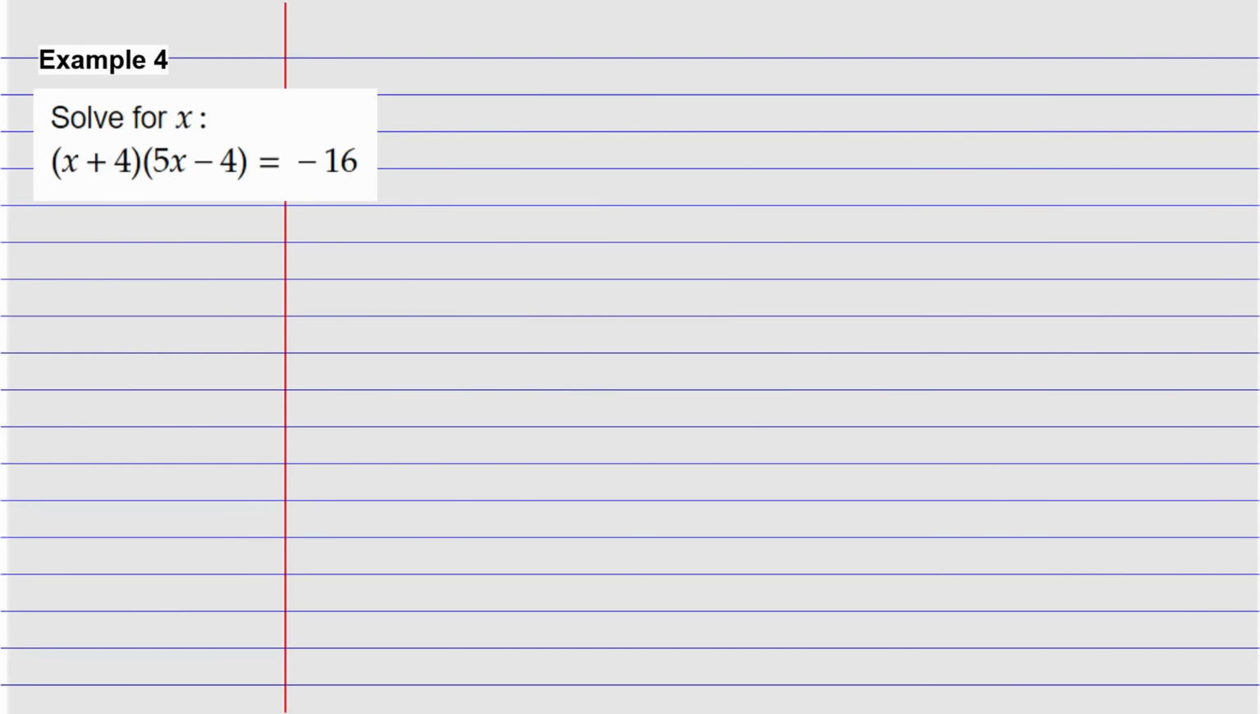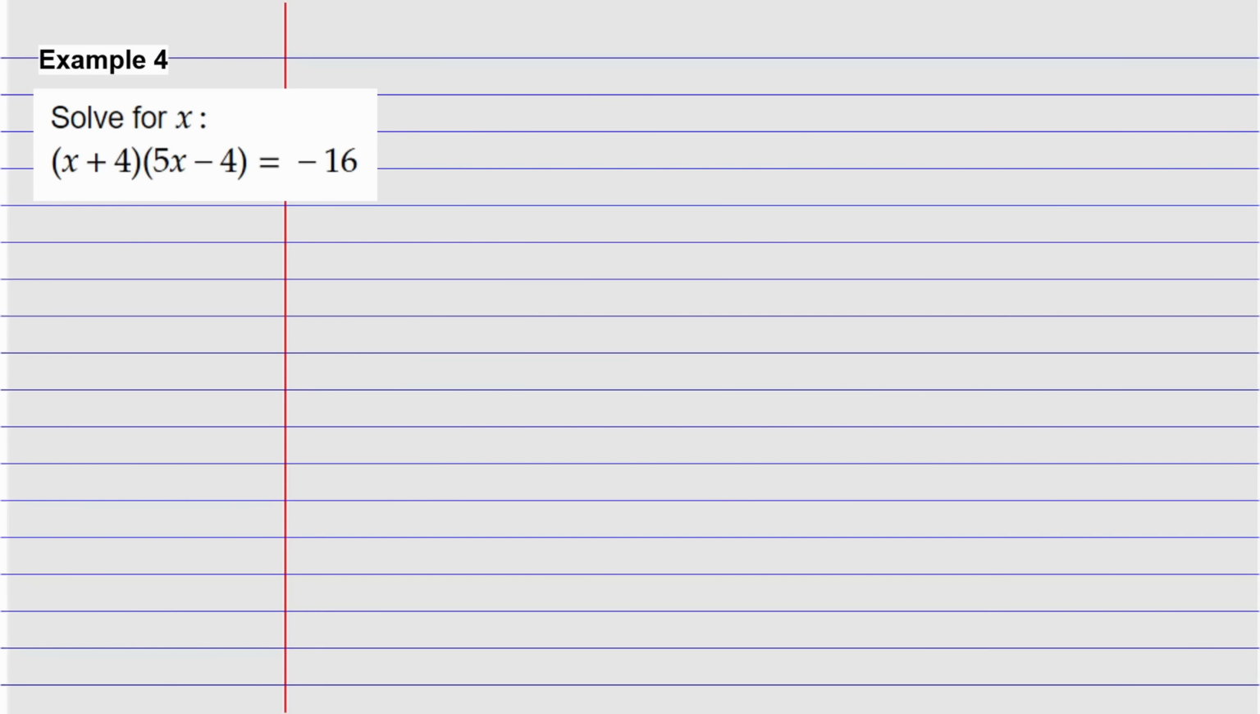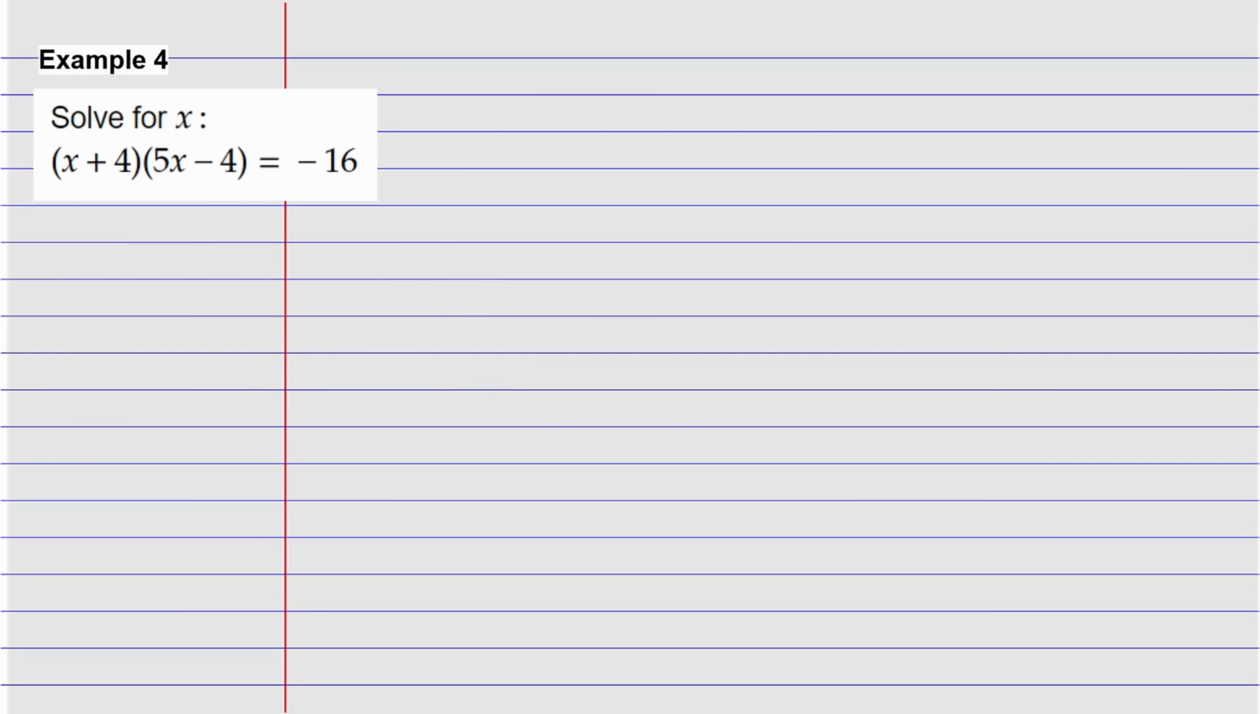So now we're going to move to example 4, right? If you look at it, example 3 and example 4 are kind of similar. The difference with example 4 is that this is not equal to 0. Very important, right? You can only do example 3 like this if it's equal to 0. If it's not equal to 0, then you can't say that x plus 4 is equal to negative 60. No, you can't do that. You can only equate it to 0, right?